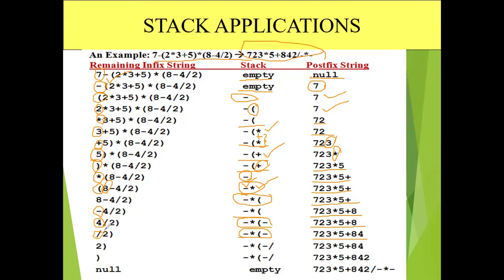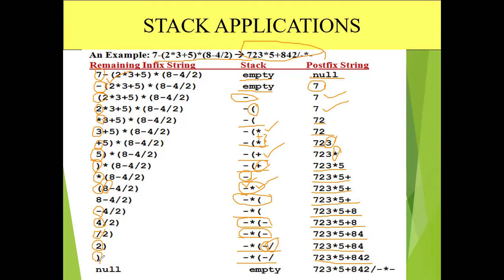Then next is the division operator, so place it onto the stack. So minus, multiplication, open parenthesis, that is left parenthesis, minus, again division. Here the stack contains the lower priority, so we can place higher priority on lower priority. The remaining output string is the same as it is. Next 2, which is the operand. We cannot insert it into the stack, so we simply append it to the postfix string: 7 2 3 * 5 + 8 4 2. This is the output string up to here.